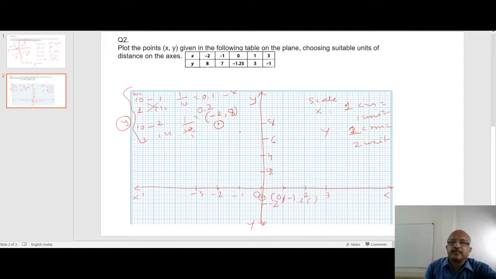Now 1, 3. X is 1 and y is 3. So half here will be 3. So this is 1, 3. Then 3, -1. So x is 3 and y is -1. So this is its half. Here it will be there. So that means this is 3, -1. Understand? So keep practicing locating points, because this is very scoring, you can get easy marks.